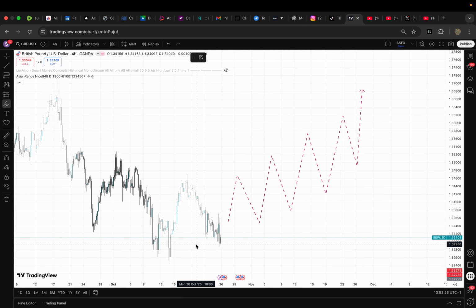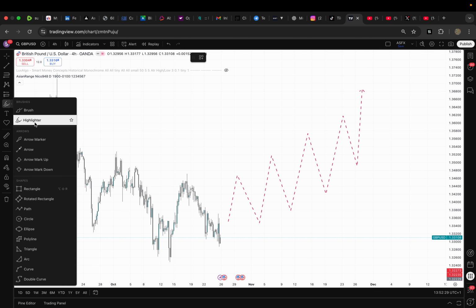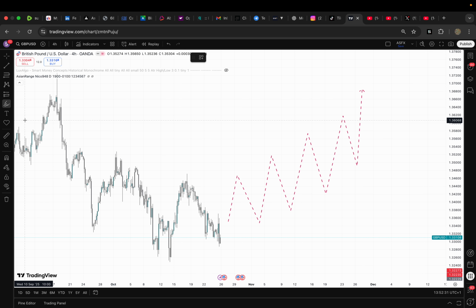and higher lows. So I'm going to be selecting my highlighter tool. Just come here and click on your highlighter tool, and you identify structure on a bullish market. This is how you know, okay, the market is bullish, I should be looking for buys, and vice versa for sells. So come here, use your highlighter tool from this structure point to this structure point.